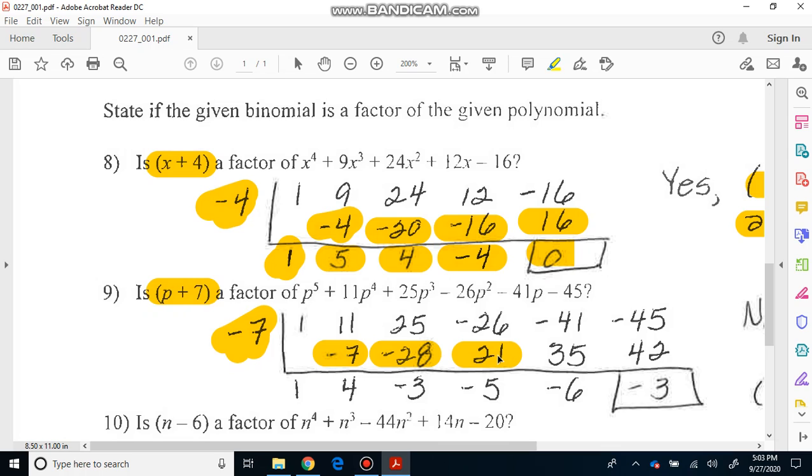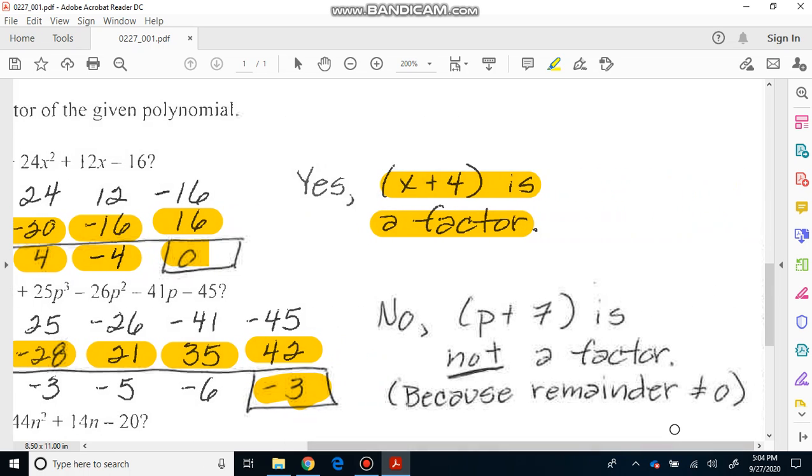Again, two negatives give me a positive. Negative 26 plus 21 is negative 5. Negative 7 times negative 5, positive 35. Negative 41 plus 35 is negative 6. Negative 7 times negative 6, positive 42. Negative 45 plus 42, negative 3. So is this a factor of that polynomial? No, not a factor because I have a remainder that's not 0.